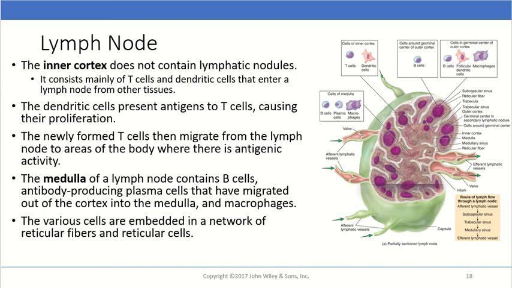The medulla of a lymph node is going to contain B cells as well as antibody-producing plasma cells that have migrated out of the cortex, and the macrophages. These various cells that are found in the lymph node are going to be embedded in a network of reticular fibers and reticular cells.